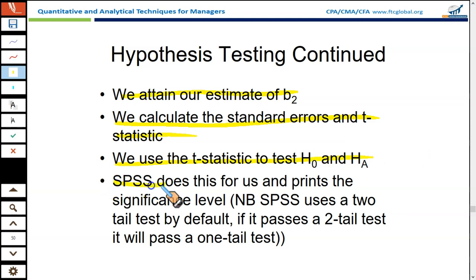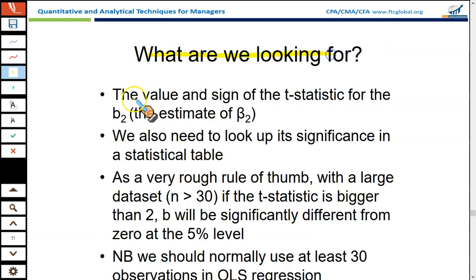But your software doesn't do this for you. It just prints out the significance level, because it uses a two-tailed test by default. So if it passes a two-tailed test, it will pass a one-tailed test. So what are we looking for? The value and sign of the T statistics for B2. That is, the T statistic value and sign indicate the direction and strength of the relationship between an independent variable and the dependent variable. In our case, it's exam marks and the number of books read.